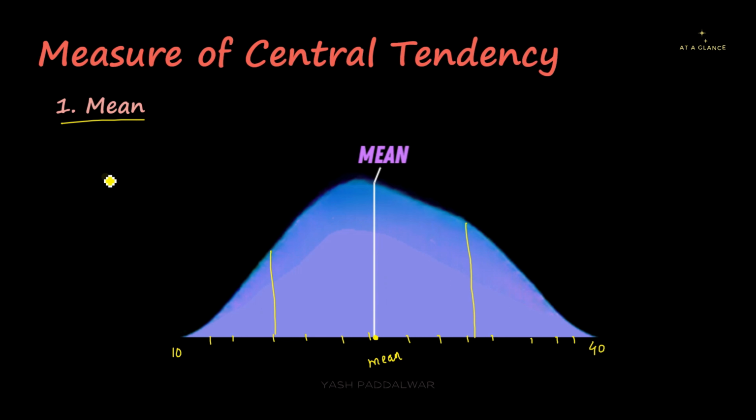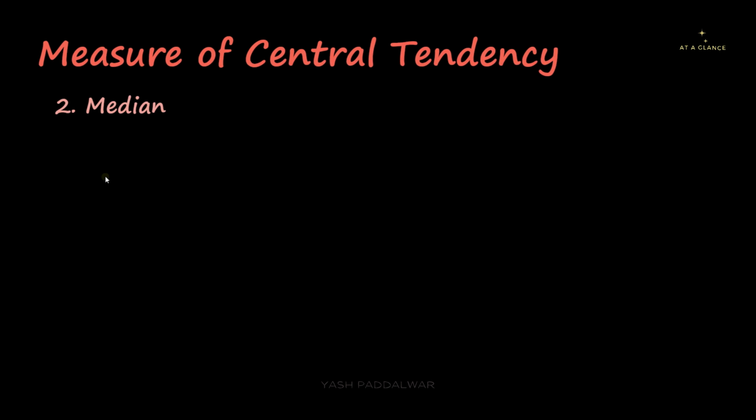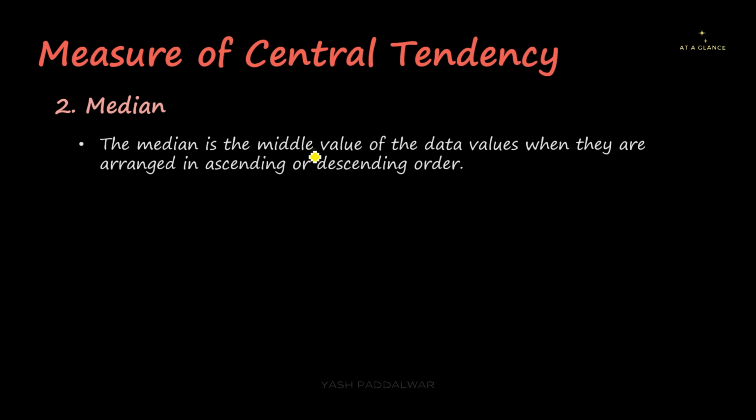Now let's move on to the next measure of central tendency, that is median. By the name itself, you might have understood that the median is the middle value of all the data values when they are arranged in ascending or descending order. You need to make a note that you don't have to take the entire set of values present in the data variable as it is. You will first have to sort it in ascending or descending order. Then only you can apply this technique of finding the middle value.